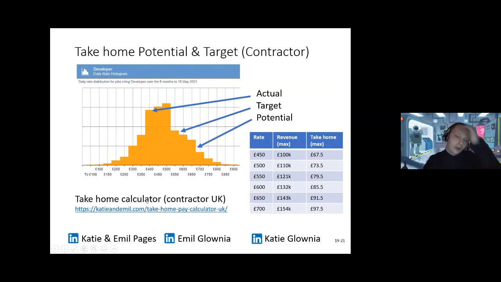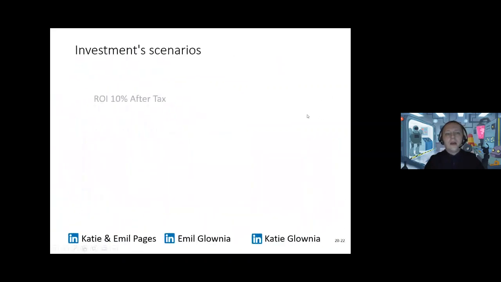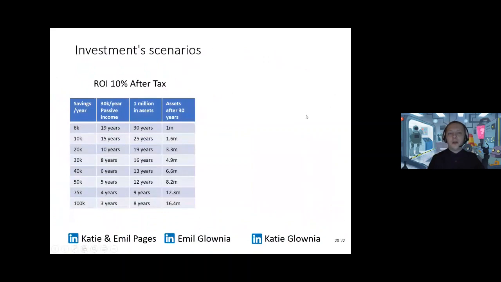And if you want to calculate the realistic take home, because that's maximum, so if you want to consider the bench time and your expenses, or how it's different between IR35 inside and outside, you can use the take home calculator that we have in here. Now here is an investment scenario for you.